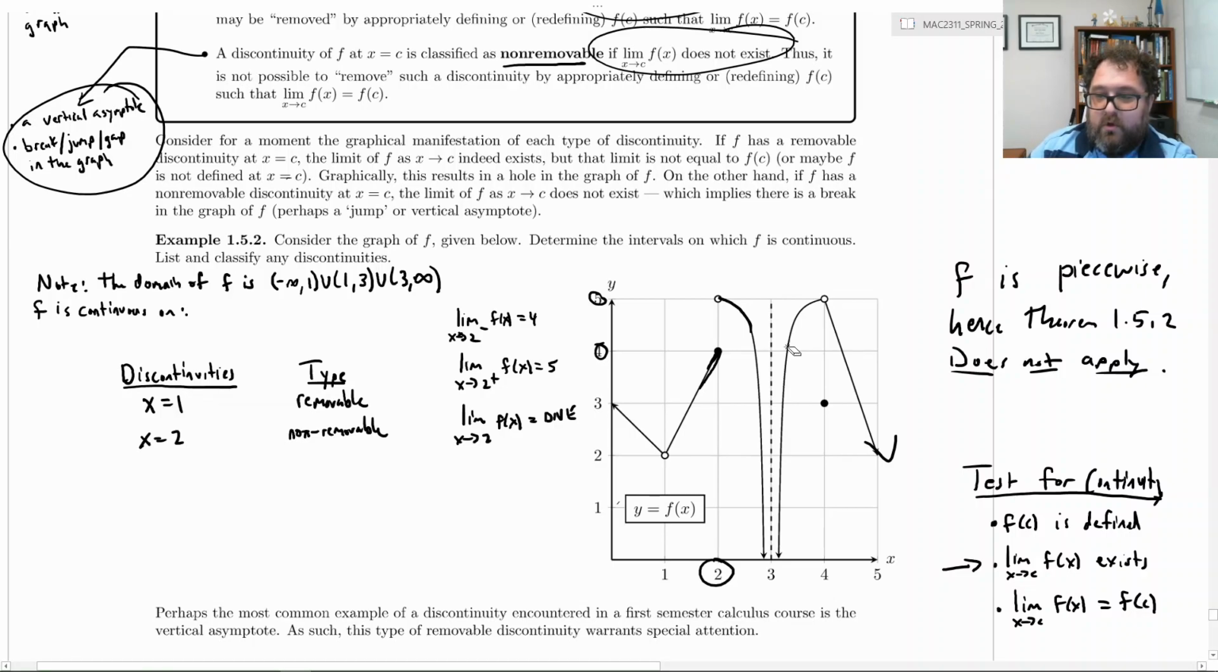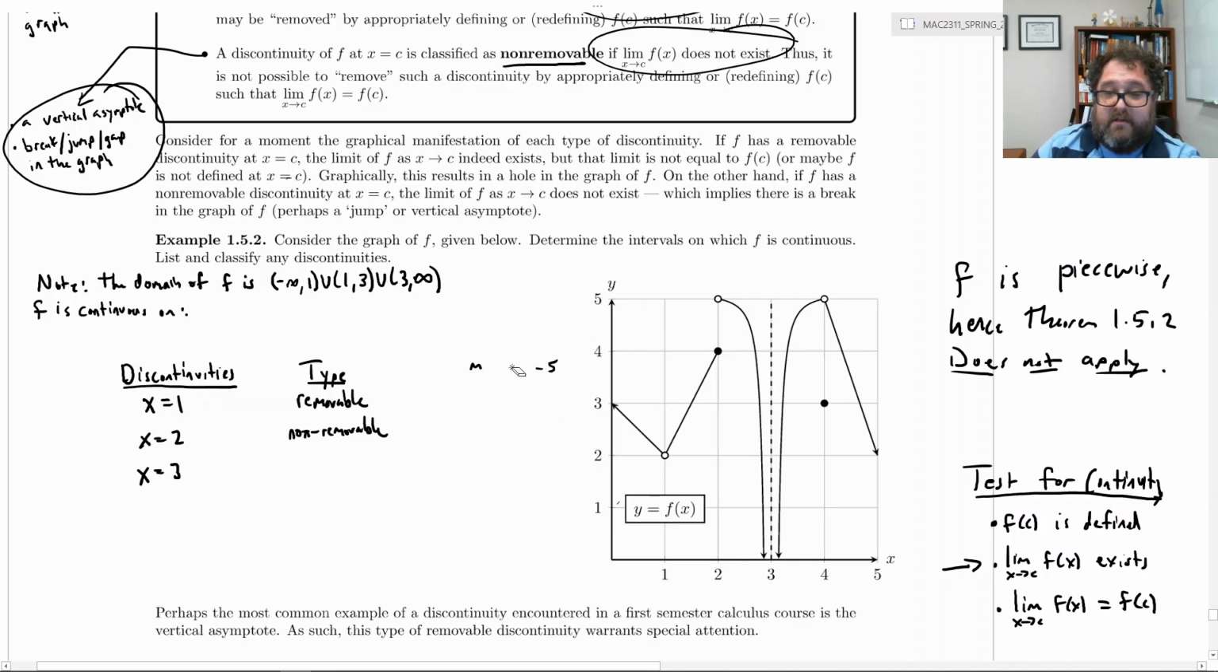Okay. All right. What about the next discontinuity? Now, obviously, the function has an issue at 3. So x equals 3 is a discontinuity. There's a vertical asymptote there. Okay, so what can we say about the vertical asymptote? We need to see, does the limit exist or not? So what is the limit as x approaches 3 of f of x?